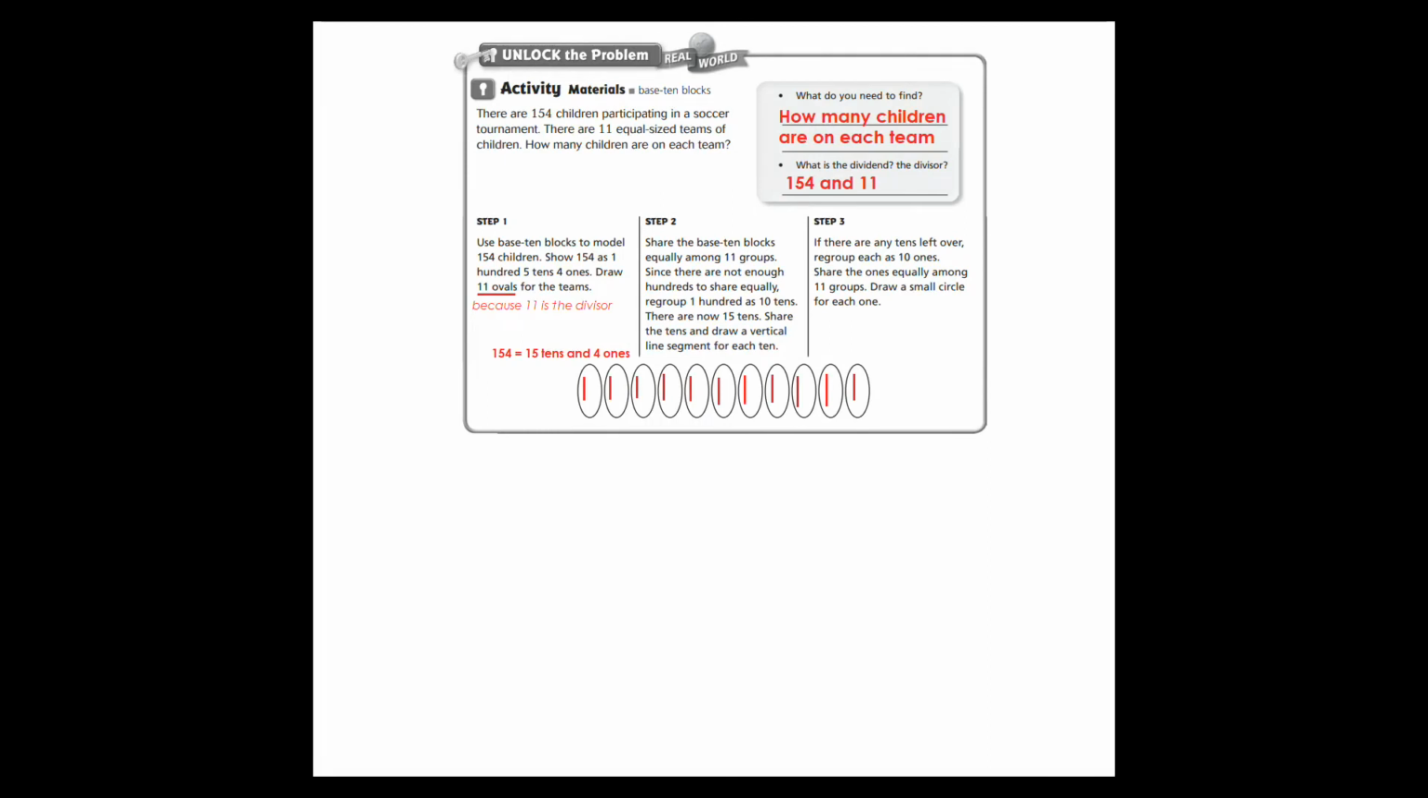Now 154 is 15 tens and 4 ones. Since I have 11 teams and 15 tens, I can put 1 ten in each bubble. I will have a few left over. I need to split those tens up among the rest of the circles. So I end up with 14 in each circle, which means 154 divided by 11 equals 14. Let's look at a few more problems.